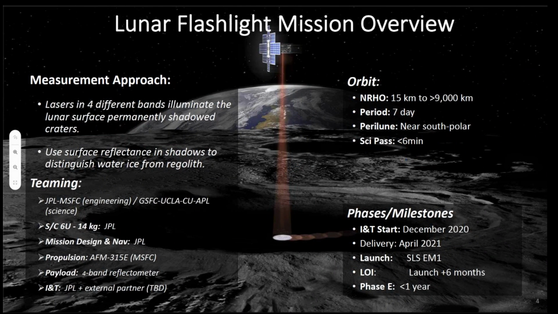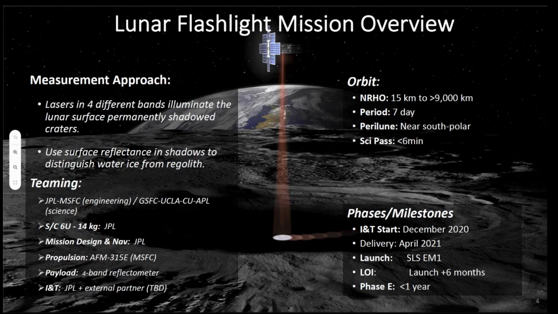The Lunar Flashlight mission has a very short duration. Again, it's a very high risk, high reward kind of operation. It's a 6U CubeSat that will be launched on the EM1 launch of SLS. It's the first flight of SLS.